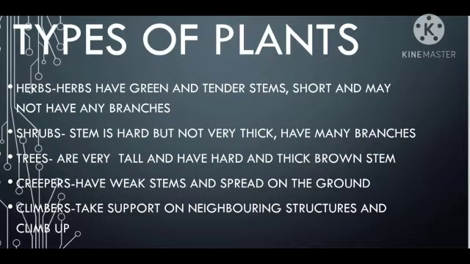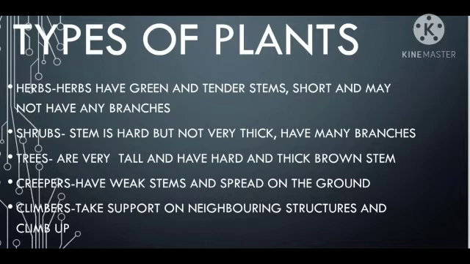Next is creepers. Creepers have very weak stems. They grow along the ground and spread on the ground, like pumpkin and watermelon plants. Next is climbers. Climbers have weak stems. They cannot stand on their own, so they need some support from a wall or sticks. Examples of climbers are grapevine, money plant, pea plant.